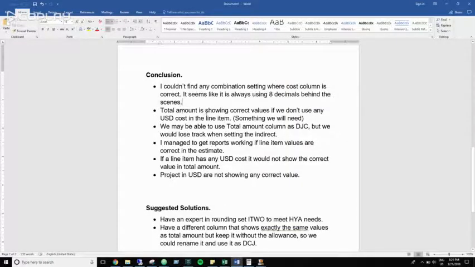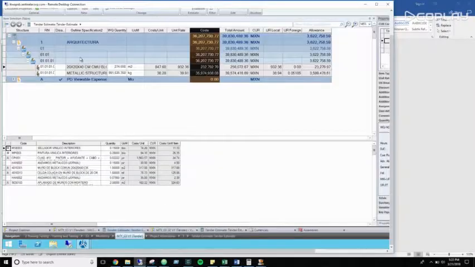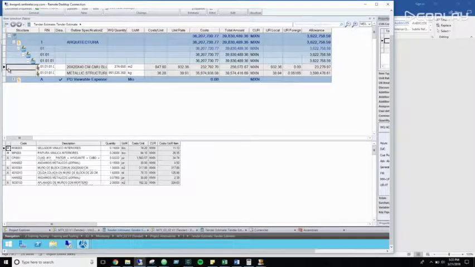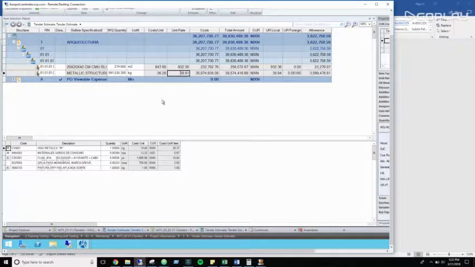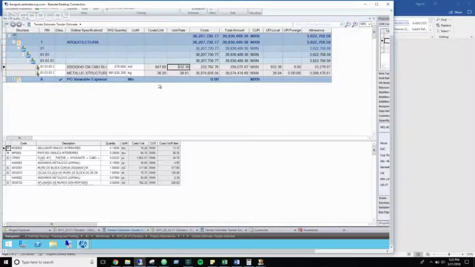Second, total amount is showing correct values if we don't use any USD cost in the line item, something that we will need. Let me go to the ITWO. This line item doesn't have any USD, and it's giving me the right numbers. I have tried with projects with more line items, and all the line items that don't have any USD cost, like this one, which already has a commodity in USD, all the line items that just have MXN are giving me the right number.